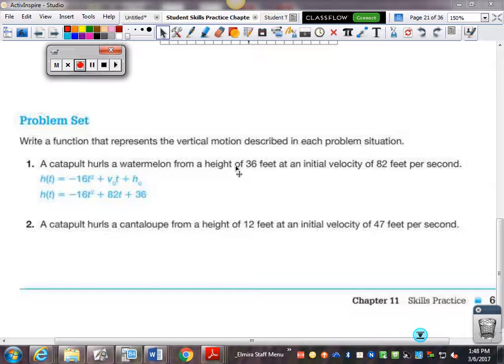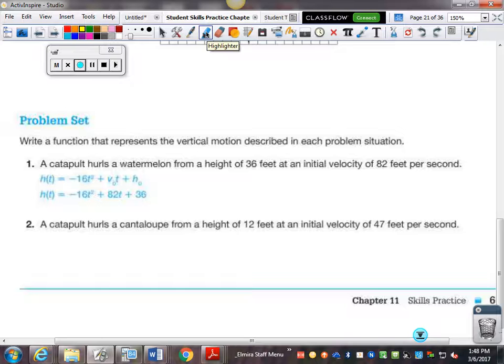Hey guys, we're doing 11.5, and the focus of 11.5 is really the axis of symmetry and investigating the symmetric nature of a parabola. The first part of your homework, 1 through 6, is asking you to write a vertical motion parabola based on the parameters they give you.